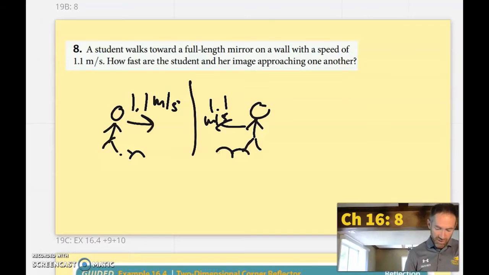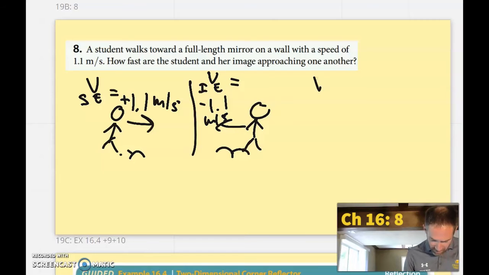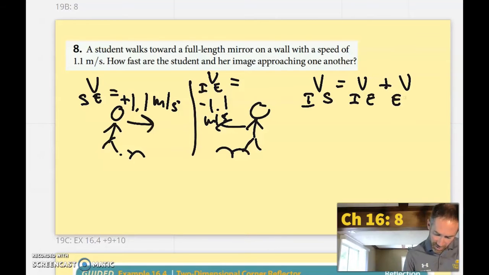So they ask, how fast are the student and the image approaching each other? You can think of this a couple different ways, but one way that we've done in the past is we've thought about relative velocity. So this 1.1 meters per second would be the velocity of the student relative to the Earth, going to the right, so we'll call it positive, and then this 1.1 will be the velocity of the image relative to the Earth, and it's going to the left, so we'll call it negative. So now, what if we said, what's the velocity of the image as seen by the student? Well, that's the velocity of the image relative to the Earth plus the velocity of the Earth relative to the student.